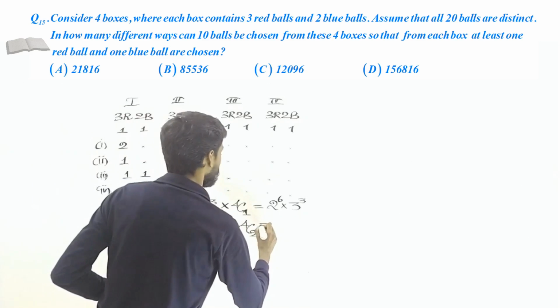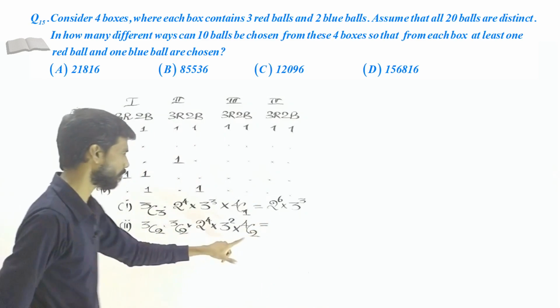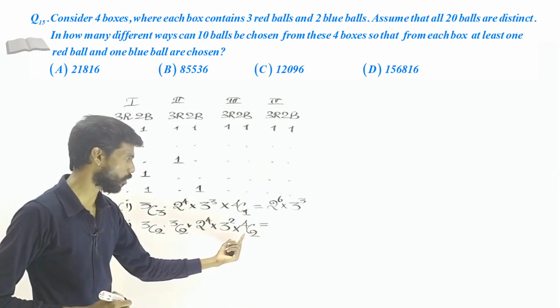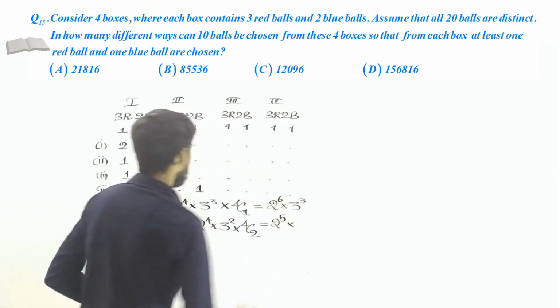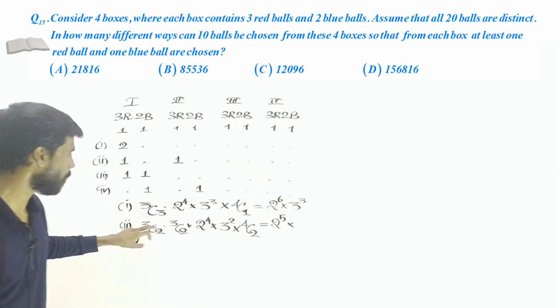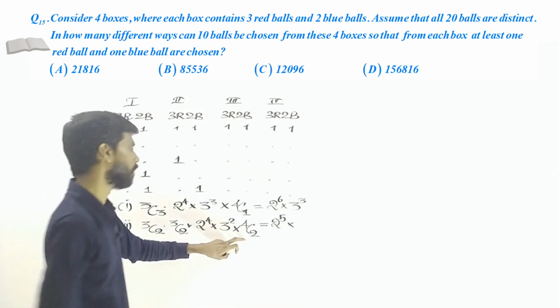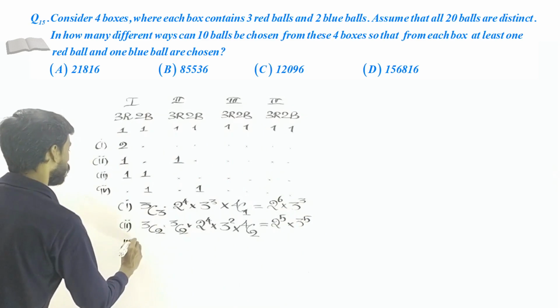Okay, so let's simplify this. So what do you get? 3C2 is 3, again 3, so 2 to the power, what is 4C2? 6, we have a 2, so 2 multiplied by 2 to the power 4, so that is 2 to the power 5. And how many times 3? 1, 3, so 3, and 3 square, so it means 3 to the power 4, and here also we have a 3, so 3 to the power 5. So this is the second case. Okay, now we will do the third one.